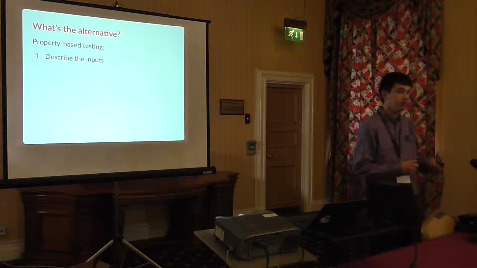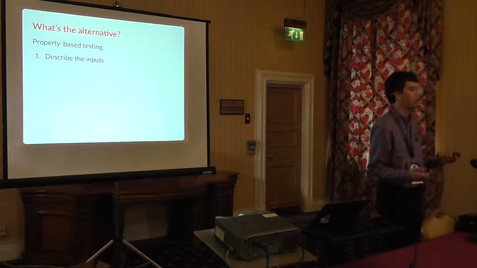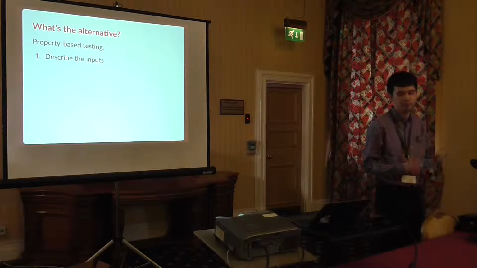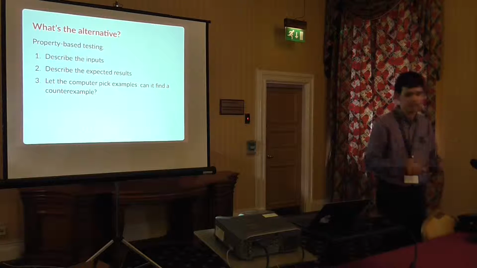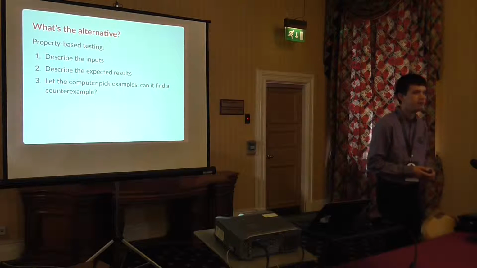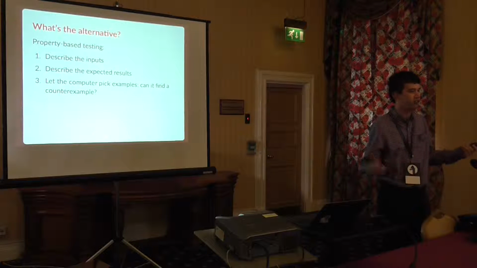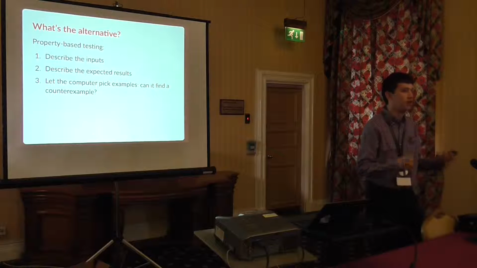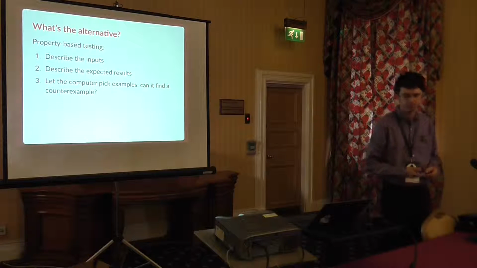Now then, of course, because we don't know what the exact inputs are, we can't say what the exact output should be, so we have to give the computer some other way of determining if the test has passed. So we have to describe the results, and these are the properties. And finally, we let the computer pick examples. Because computers are really, really fast, it can draw lots of examples very quickly and throw them into our code and see, can it cause the test to fail?